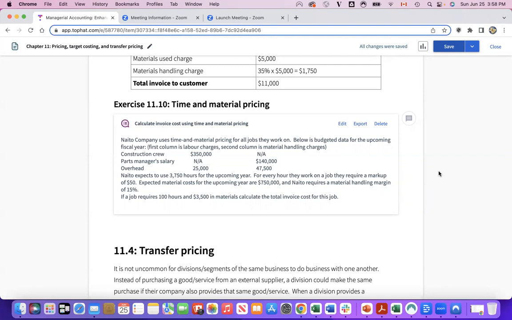Naito expects to use 3,750 hours for the upcoming year. For every hour they work on a job, they require a markup of $50. Expected material costs for the upcoming year are $750,000, and Naito requires a material handling margin of 15%. If a job requires 100 hours and $3,500 in materials, calculate the total invoice costs for this job.